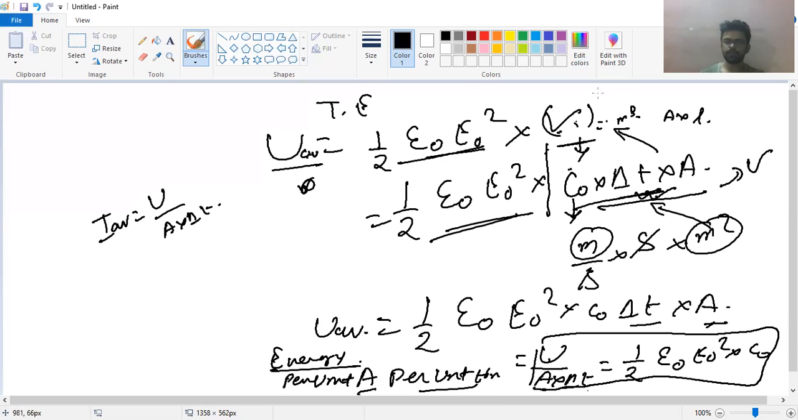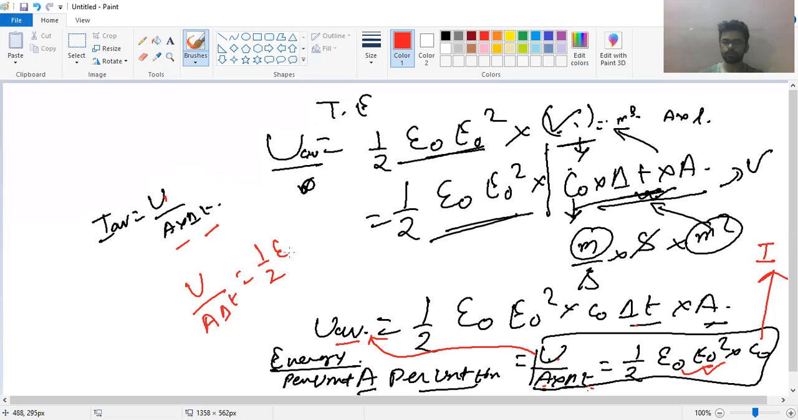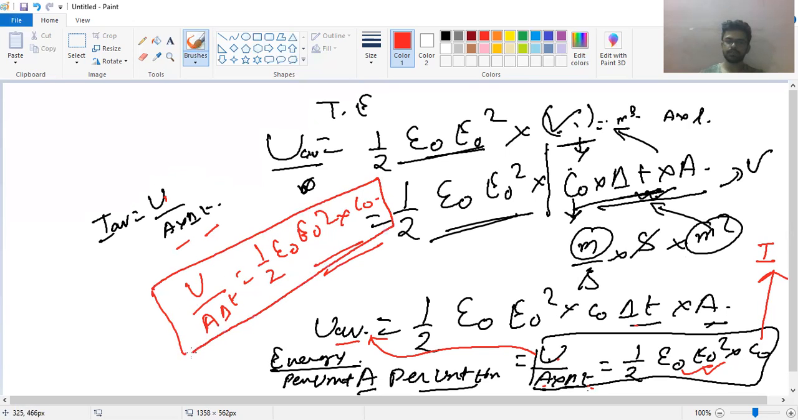Now you got it, why I was saying so in the last slide. U average is equal to this, and this will come in the denominator. Energy per unit area per unit time is equal to this, and this is intensity. What is intensity? U per unit area per unit time, which is equal to 1 by 2 epsilon naught E naught square into c naught. Correct? So this is the important expression, the intensity of a wave.